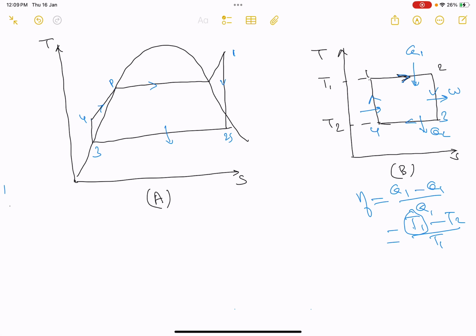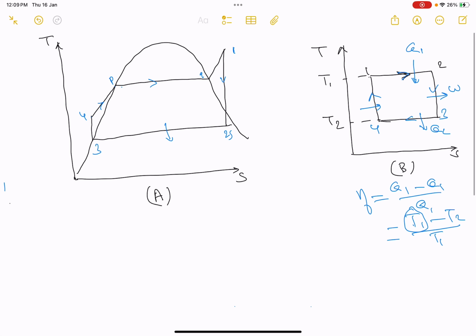The temperature is varying from 4 to P, and again, let's say Q, the temperature is constant from P to Q, and from Q to 1 the temperature is changing. So you can see that heat addition in the Rankine cycle is not taking place at constant temperature, as it takes place in the case of the Carnot engine. But we would like the heat transfer to take place at higher and higher temperature.